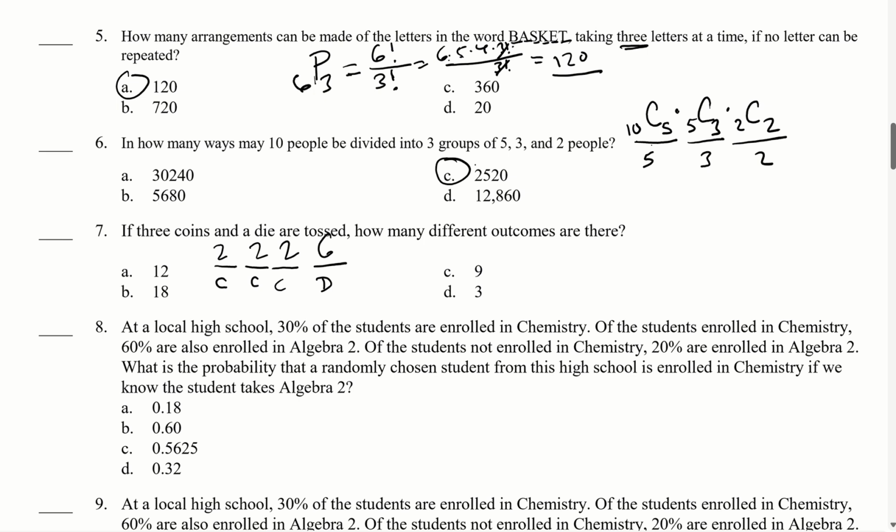So how many different outcomes? Well, you multiply these together. So 2 times 2 times 2: 2 times 2 is 4, 4 times 2 is 8, and 8 times 6 is 48. And there's a typo in this question, I realize. That should say 48, not 18. Okay, so there's a typo there. All right, so the answer is 48.